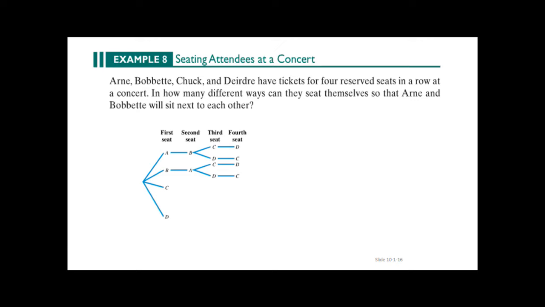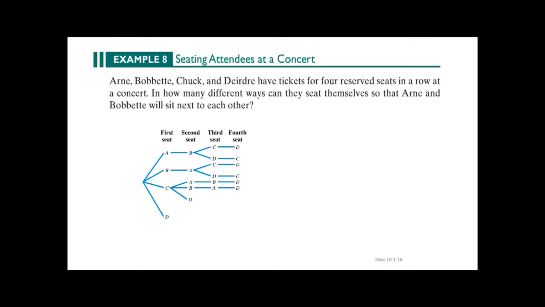All right, now, what if C sat down first? If C sat down first, then we still have three possibilities. A, B, or D could all sit down next. But if A sits down next, B has to sit in the third seat. If B sits in the second seat, then A has to sit in the third seat. And in either case, that only leaves person D for the fourth seat.